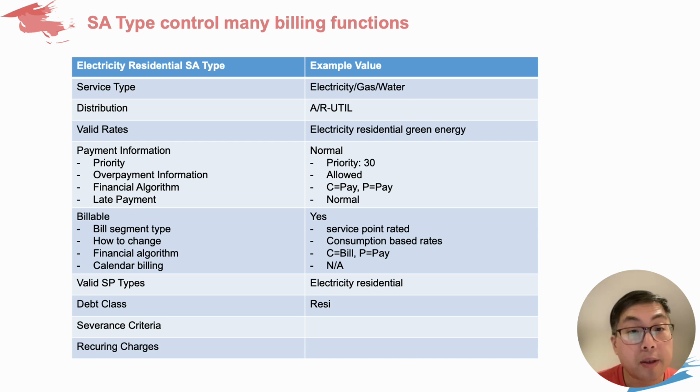So in this case, it's electricity residential. In an implementation, if you have, say, dual fuel, gas and electric, you can have different service point types with different service agreement types, and you can easily configure it and make sure you're using the right service point. And then debt class, which means if the bill is not paid and debt is generated.